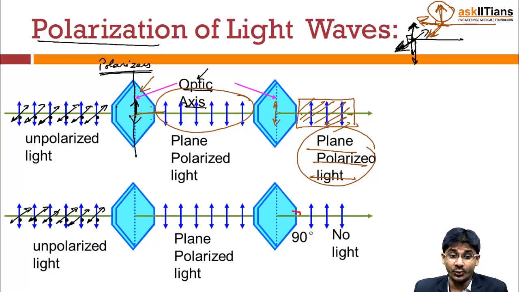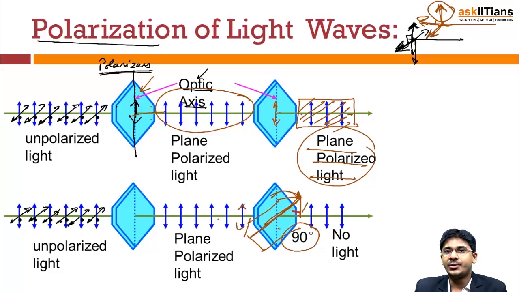Now consider this unpolarized light. It is going here like this. This is plane polarized light. Now what will happen if you rotate it by 90 degrees? It has not been shown in the figure properly. If you rotate it by 90 degrees, you can see that the vibration is in this direction and your axis will be like this when you have rotated it.